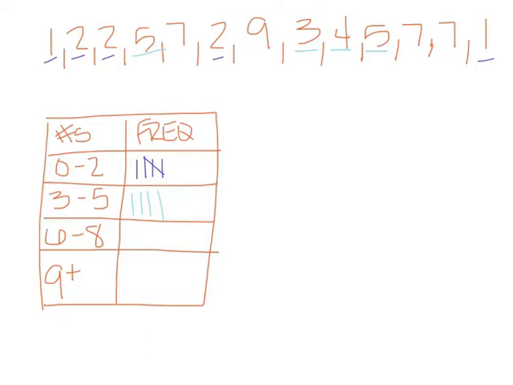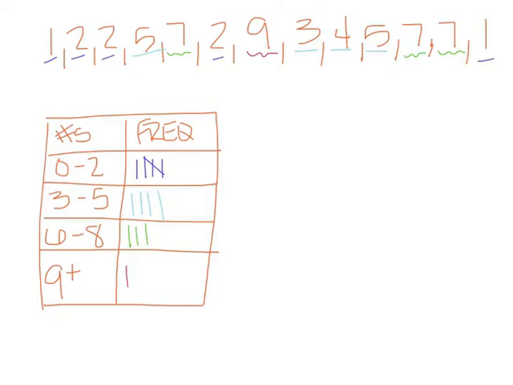Okay, so numbers 6 through 8, so there's a 7, and a 7. So we have 3 in that column. And finally 9 and above, and we just have 1 value there. Okay, so there is our frequency chart that shows how often those clusters of numbers appear.